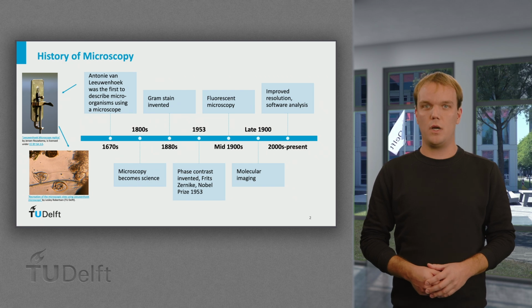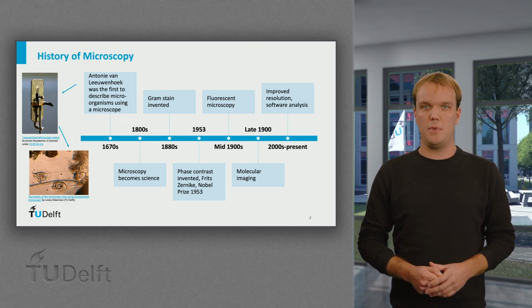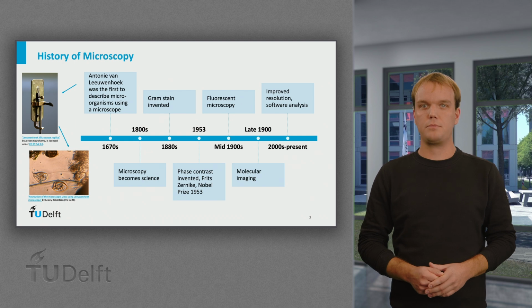From the 1800s onward, microscopes improved rapidly and became widely used in scientific research. In the late 1800s, Hans Christian Gram developed the Gram stain to make bacteria more visible in lung tissue. It was later discovered that this method also differentiates the bacteria based on their cell wall structure. Around the mid-1900s, phase contrast and fluorescent microscopy were introduced. More recently, molecular imaging techniques and high-resolution systems have been developed, further expanding our ability to study microbial life.